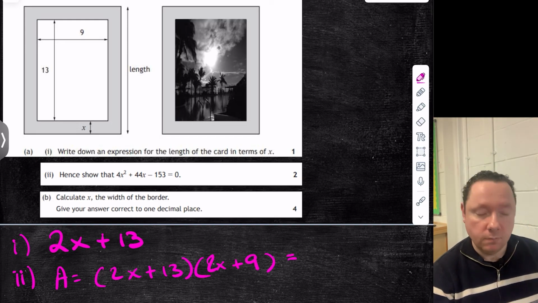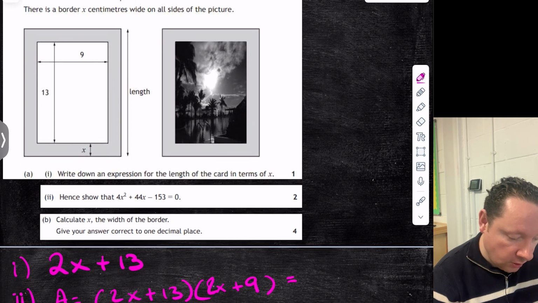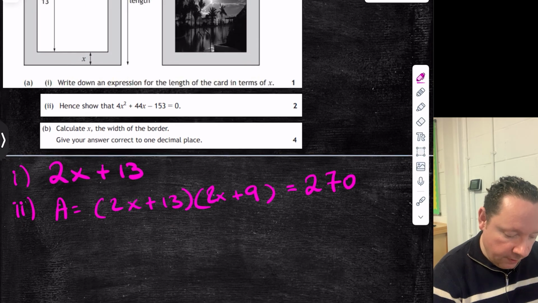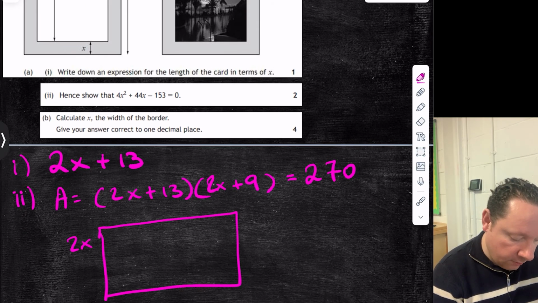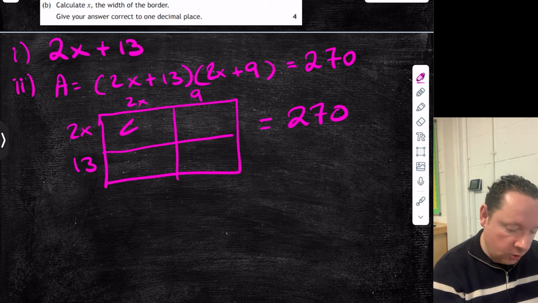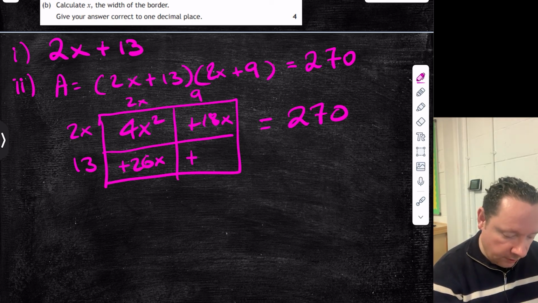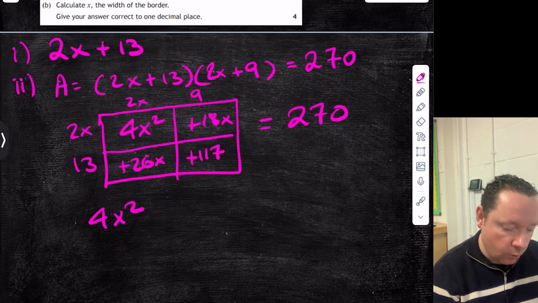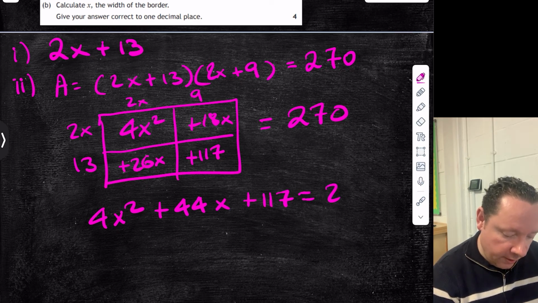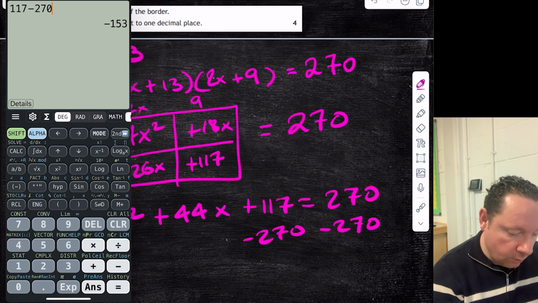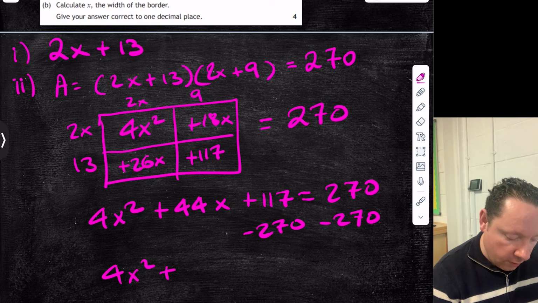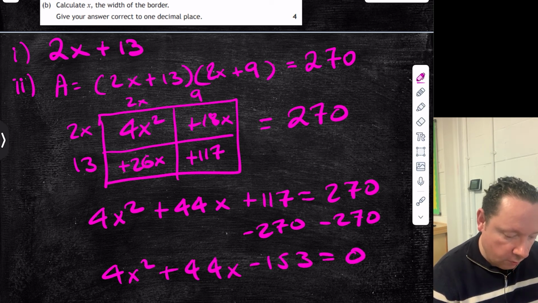And we know that that equals a total area of 270. So we can expand and simplify. So expand on the left, 2x and 13, 2x and 9. That still equals 270. And we've got 2 times 2 is 4x squared. 9 times 2 is 18x. 2 times 13 is 26x. And 9 times 13, use a calculator if you have to, you get 117. So that's 4x squared. 26 plus 18 is 44x plus 117 equals 270. The rest is equal to 0, so I'll take away 270. So that's minus 153. So we get 4x squared plus 44x minus 153 equals 0, which is exactly what we have got. So we're done there.